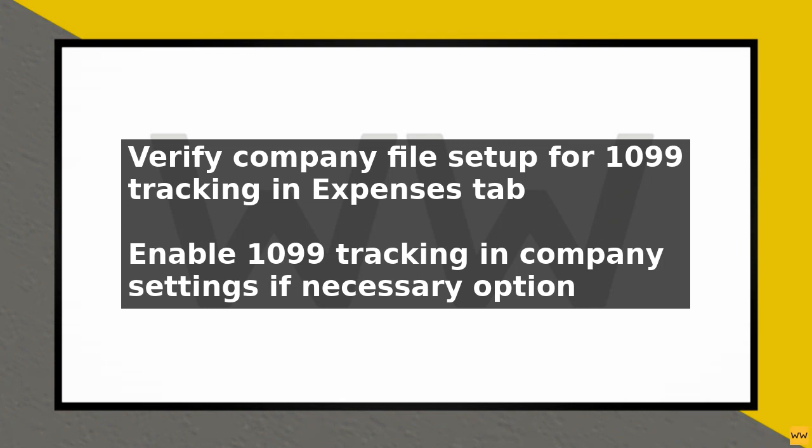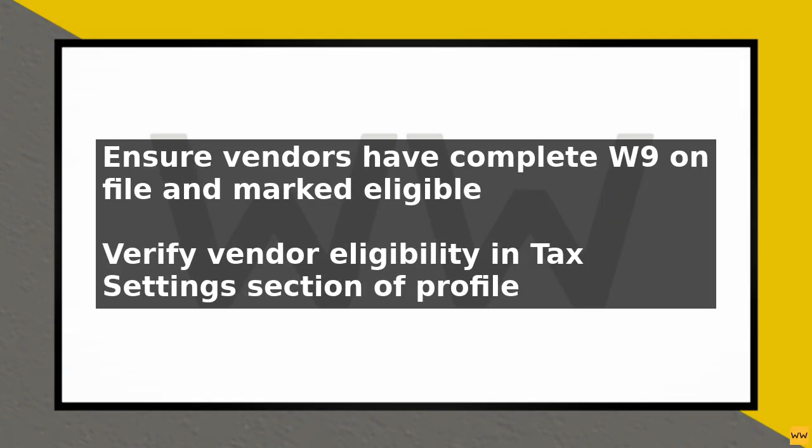Next, make sure all vendors who need to receive a 1099 have a complete W-9 on file and are marked as eligible for a 1099 in their vendor profile. You can do this by going to the Vendors tab, selecting the vendor, and clicking the Edit button. Scroll down to the Tax Settings section and verify the vendor is marked as eligible for a 1099.